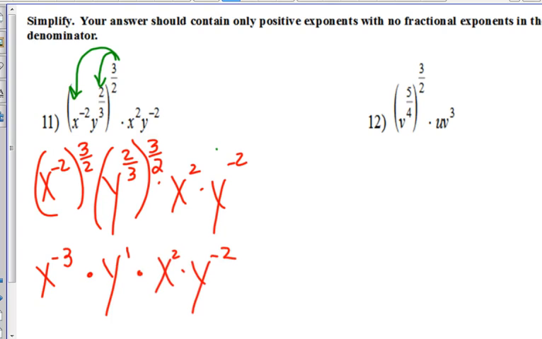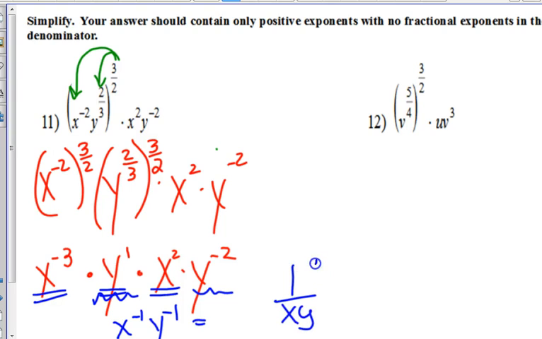Now what? Now you gotta add these exponents. We get x to the -1. Add those right there and right there. Add those exponents on the y's, and I get y to the -1. It said I can't have negative exponents. 1 over xy. Everybody okay?